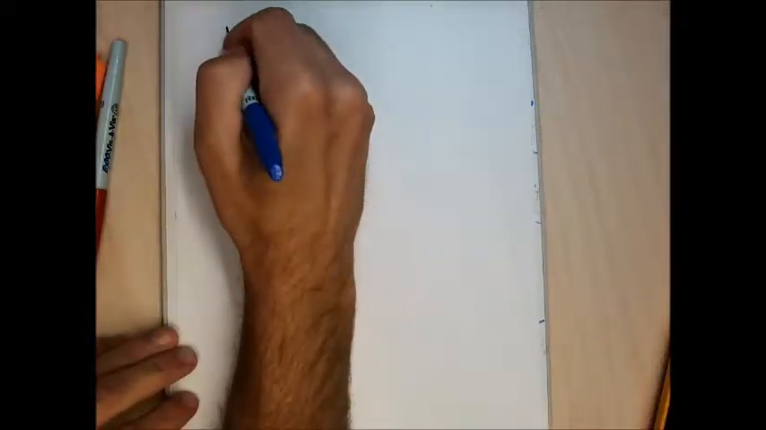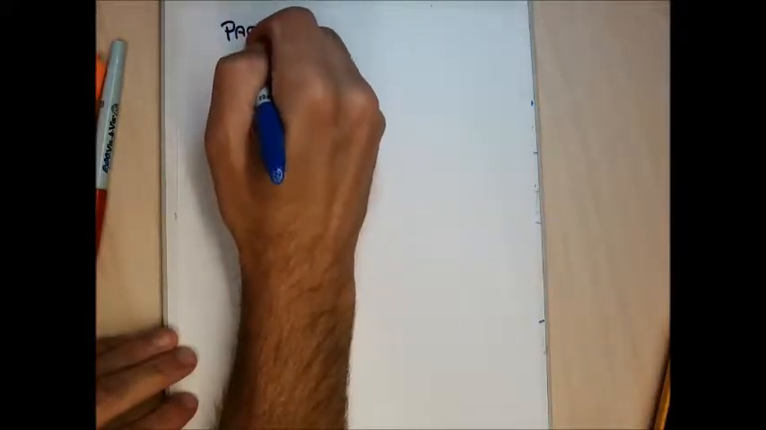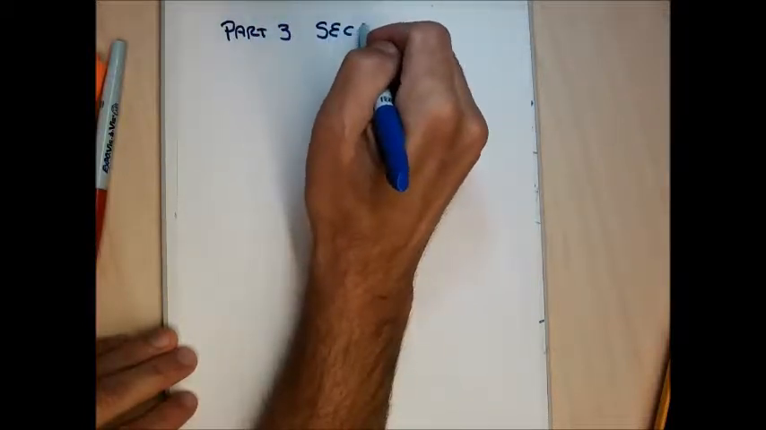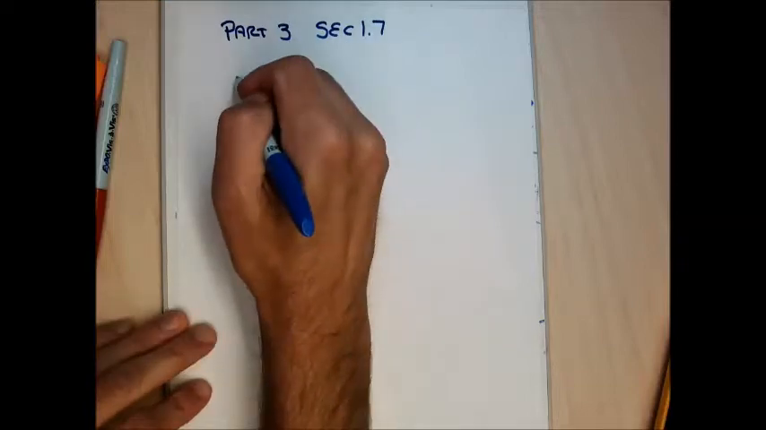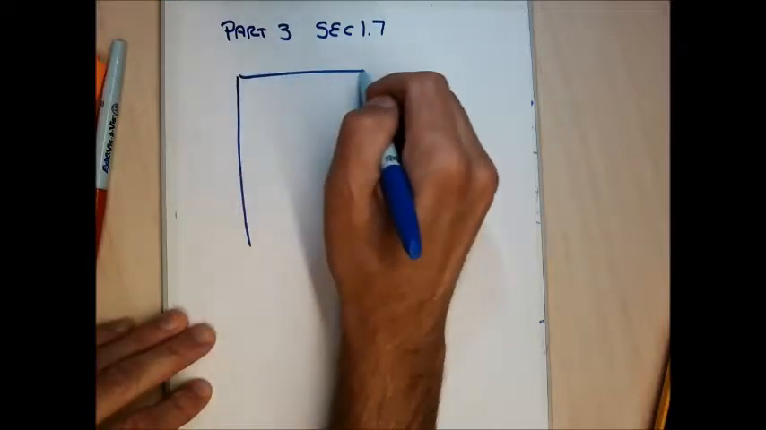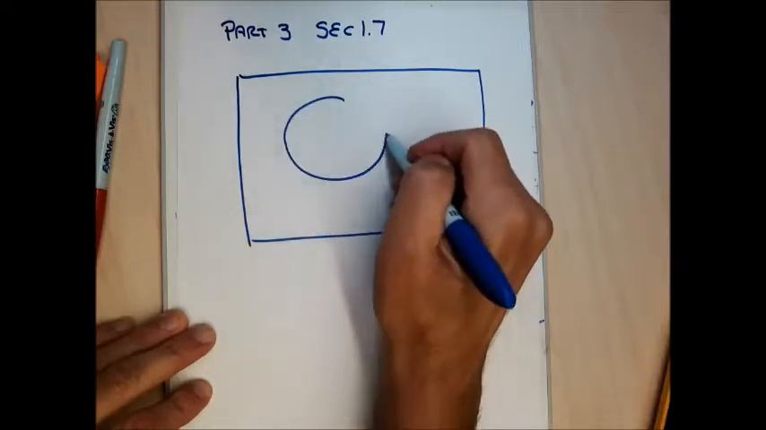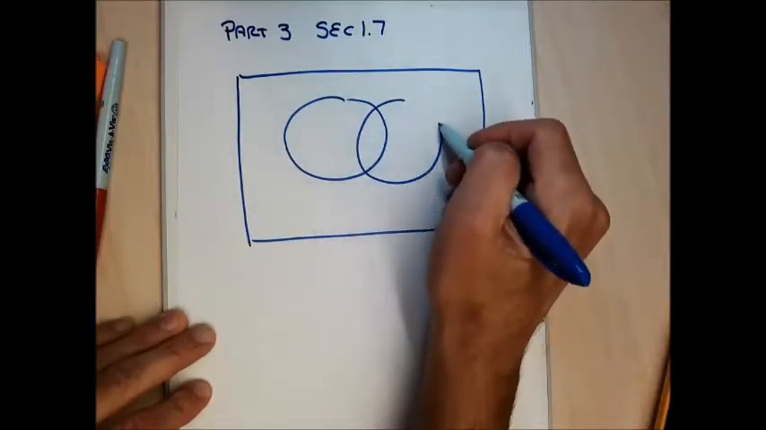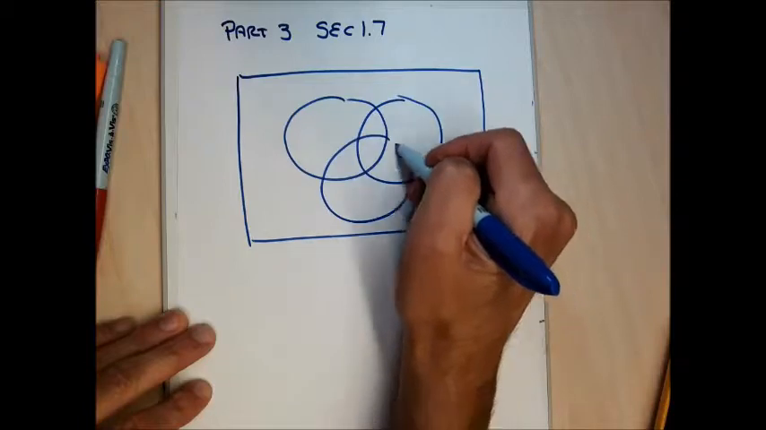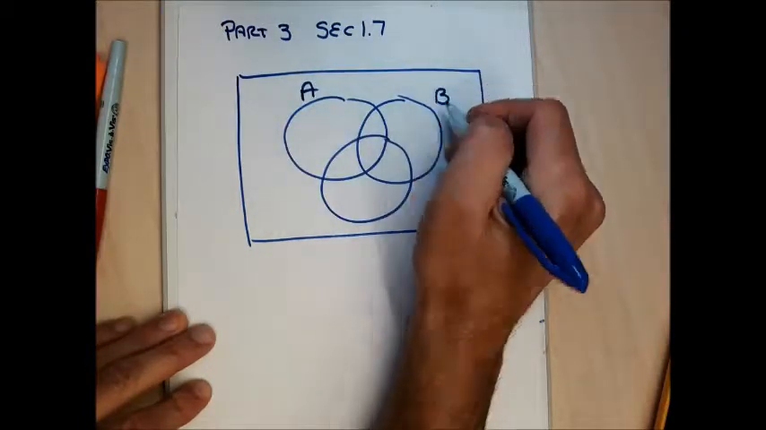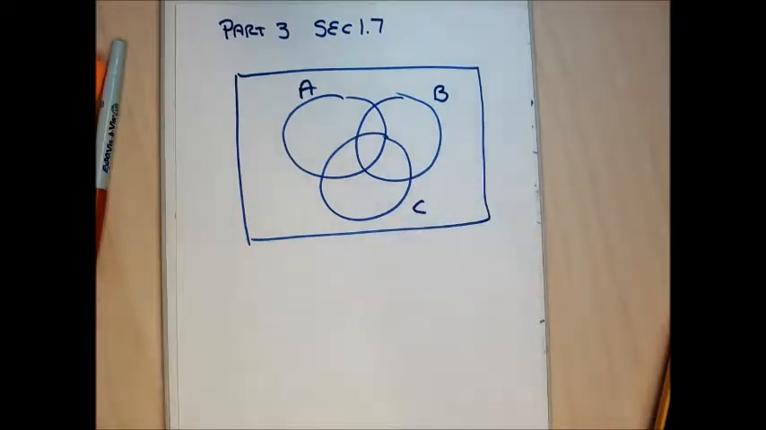Alright, so this is going to be part 3 of section 1.7, and it's going to have us create Venn diagrams that have 3 circles and then answer questions about those. And these are absolutely the hardest, but it shouldn't be too hard if I do a reasonable job and you just kind of stick with me.